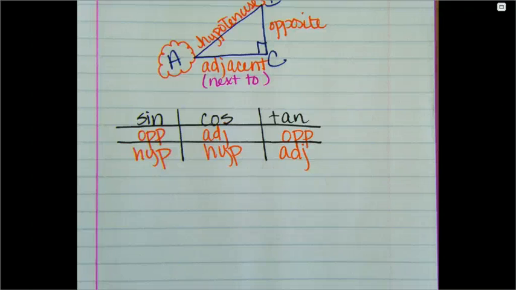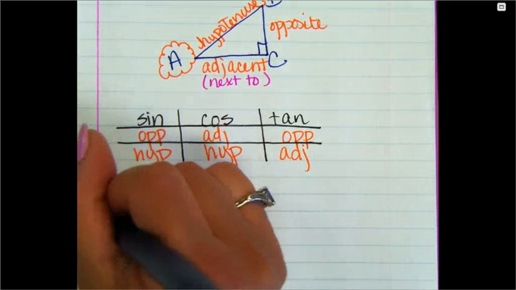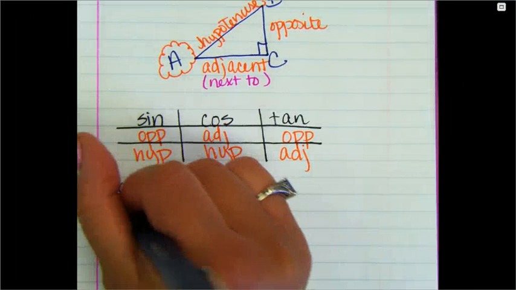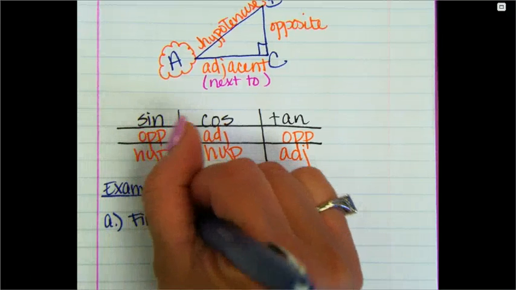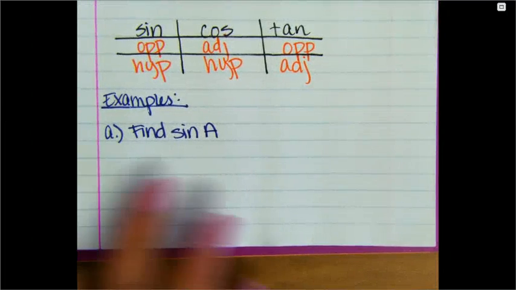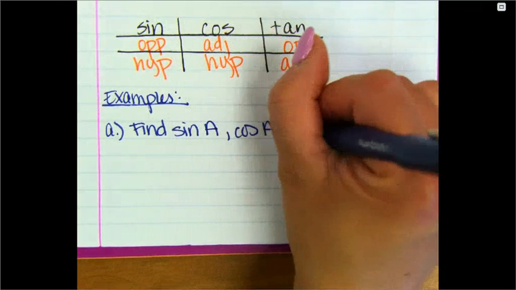Got it? And I'm going to shorten up that little chart in a second, but you do need to know what goes where. Okay? So I'm going to give an example. I'm going to make the chart fit the example. So I'll show you. So examples. For example, A. It's going to say find sine. We say sine of angle A or sine of A. Usually it's sine of angle A. Then we say cosine of angle A and tangent of angle A.